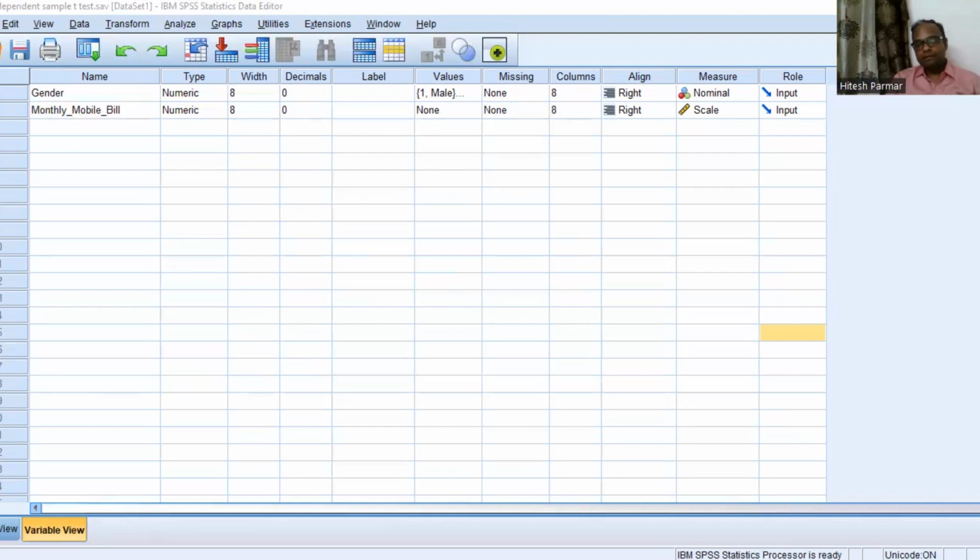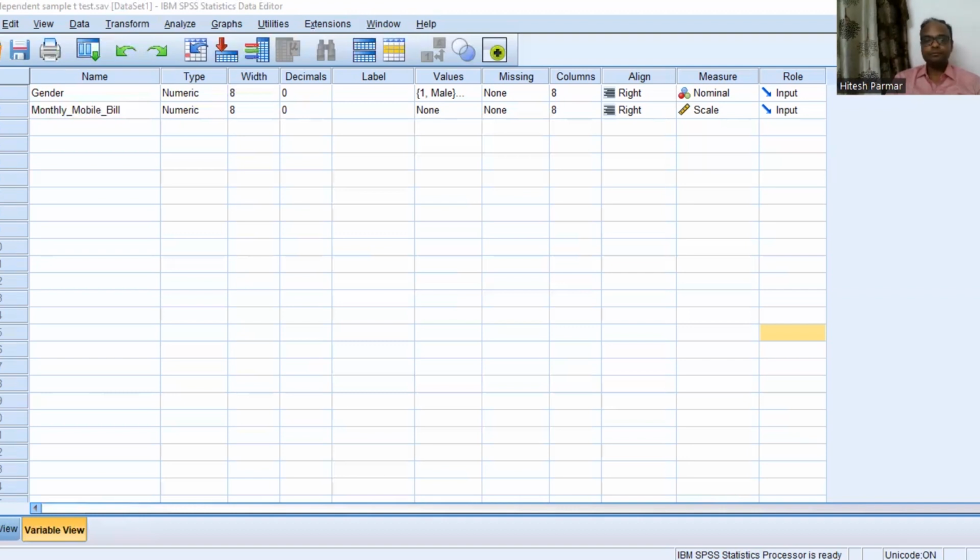And what is the significant two-tailed value? 0.707. Remember our thumb rule, 0.05. So it is greater than 0.05. We fail to reject the null hypothesis. So we can conclude that there is no significant difference in the monthly mobile bill between male and female respondents. So both the genders have an equal monthly mobile bill, and the difference that we have found is just by chance.